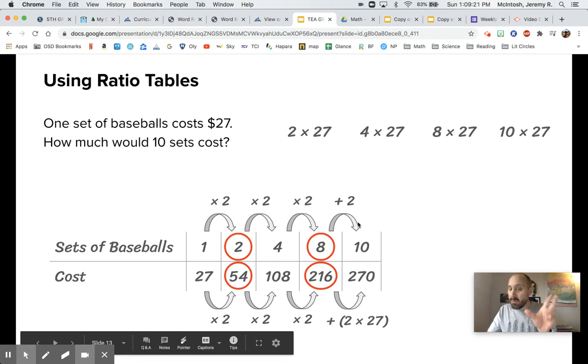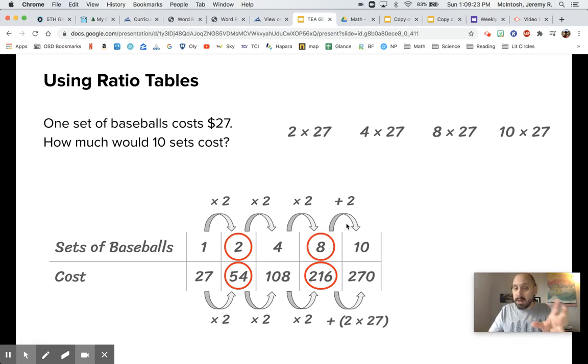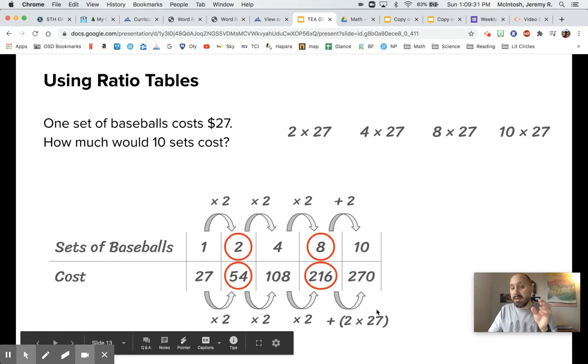So that's where the ratios get a little tricky, because you're thinking about it in terms of the amount of sets of baseballs up top, and on the bottom, you're thinking about it in terms of cost per set of baseballs. So that's why the number is going to be different, but the ratio stays the same. A little tricky, but we'll get the hang of it.